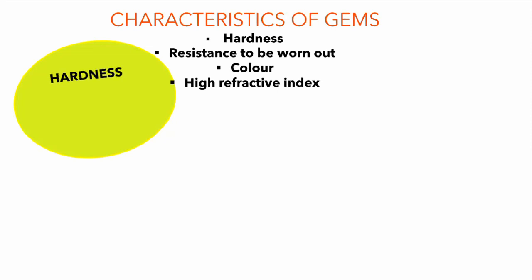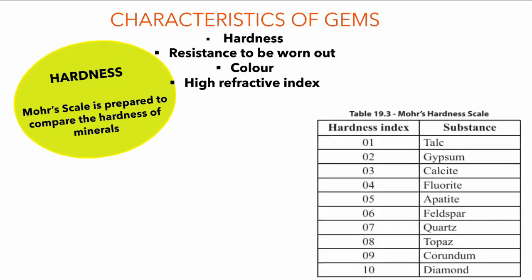The hardness of minerals is compared by a scale known as Mohs scale. The hardest mineral, which is diamond, is assigned the hardness index of 10, whereas the least hard mineral, talc, is given the hardness index of 1. So here are some substances with their hardness indices.